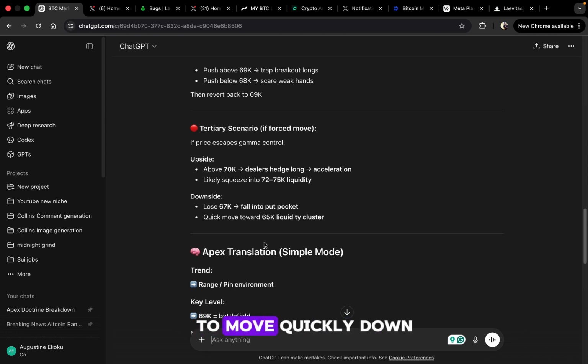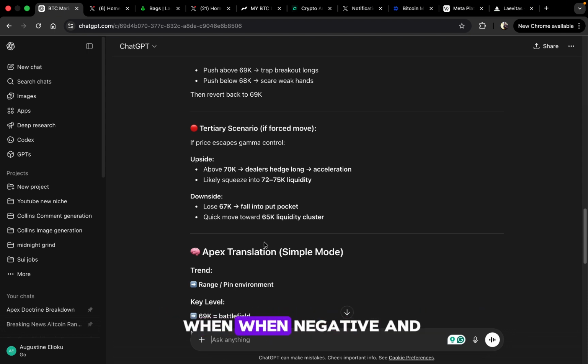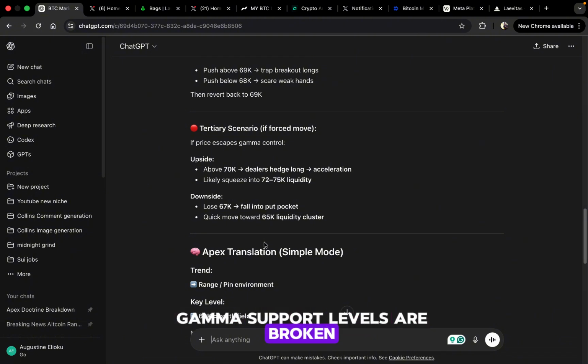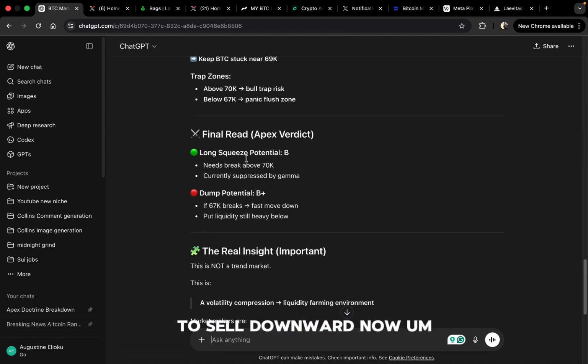Now this is what happens when these two break. When long gamma resistance breaks, it moves fast up. When negative gamma support levels are broken, it moves very fast down, because they are going to sell downward. Now long squeeze potential is B, dump potential is B plus. So there's a likely higher potential there's going to be a dump, there is going to be a long, but they are both almost the same thing.